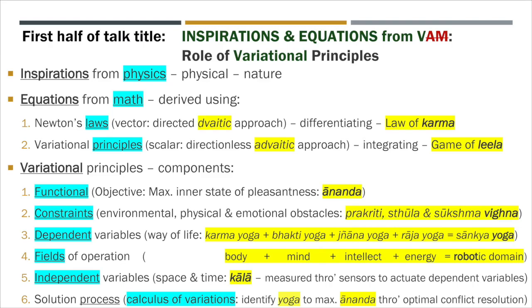Now, let's take the case of the student life. So here, you would want to maximize the inner state of pleasantness, what we call Ananda. So Ananda becomes the functional over here.